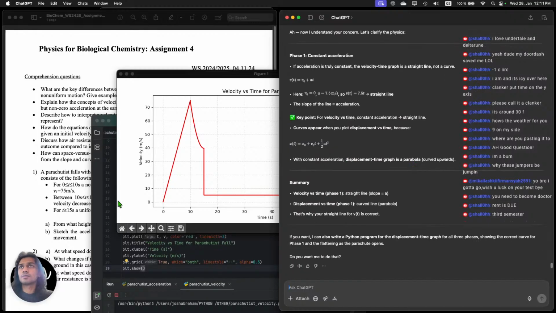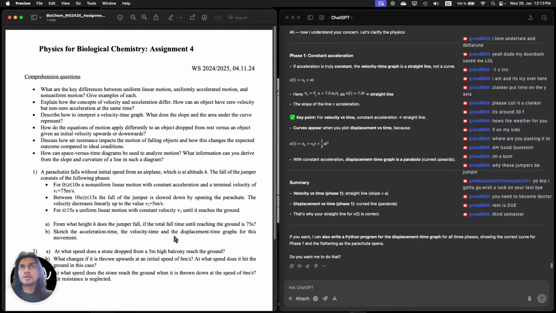Okay, I kind of get it. I get it. Now, displacement time graph, that's going to show a curve, right?